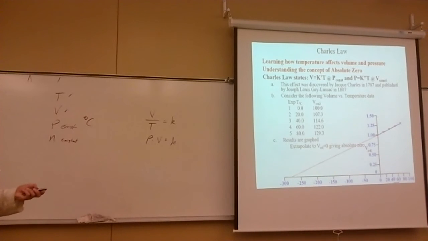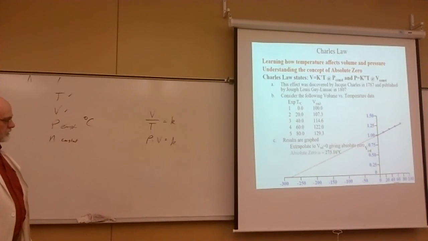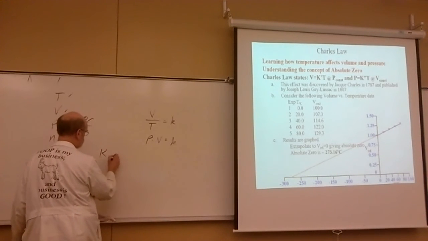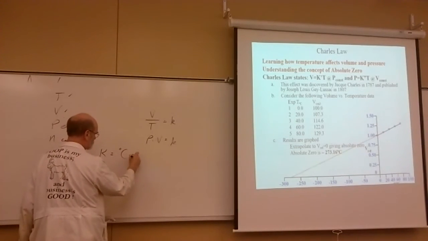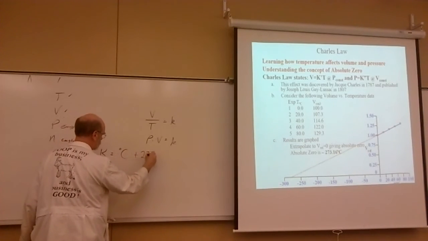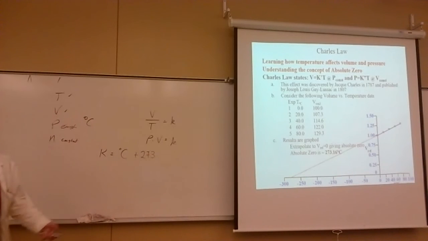That's one of the reasons, because K is always positive. We don't have to deal with negatives and positives in the Celsius system. But if you want to convert Celsius to K, you just say degrees Celsius plus 273. And we're going to leave it at 273. That works just fine for our purposes.